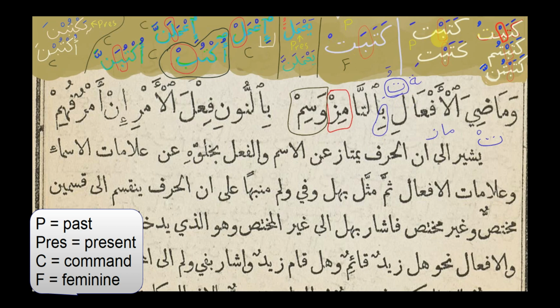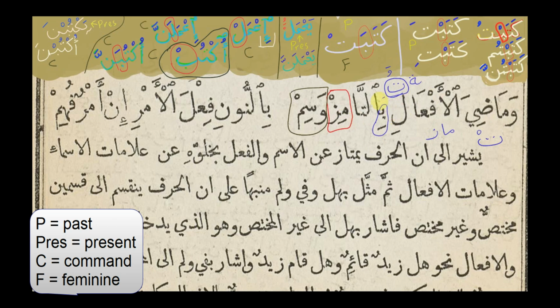And if you recognize the past tense verb, and you see this ta, you will only see these pronouns with the past tense verb. So the minute you see it, you recognize you are looking at a past tense verb. And this feminizing ta, you will only see it with the past tense verb. So that's what this verse says here. وماضي الأفعال بالتامز.